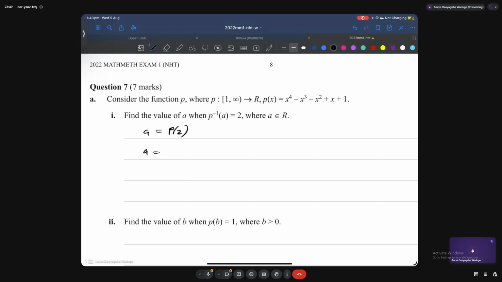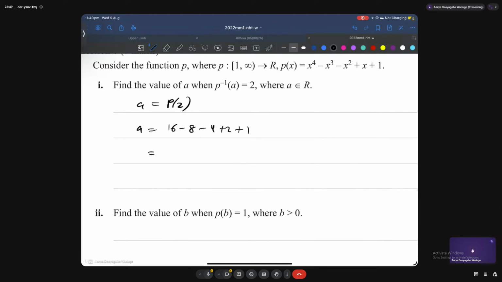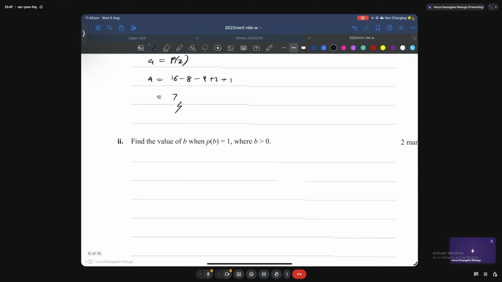And so a is just going to be, you could sub in 2, it's going to become 16 minus 8 minus 4 plus 2 plus 1, which is equal to, what is that? So that's going to be 8 minus 4, which is 4, and plus 3 is 7. There you go.